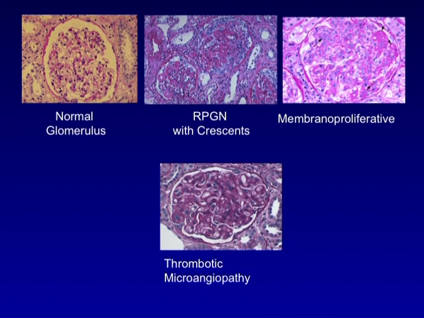And then the membranoproliferative pattern where there's duplication of basement membrane, increased cellular infiltrate, and glomerular damage through a more necrotizing focal process. And then finally, a thrombotic microangiopathy, which does not have cellular components, but due to endothelial injury and platelet plugging and microthrombi, leads to occlusion of these capillary loops.